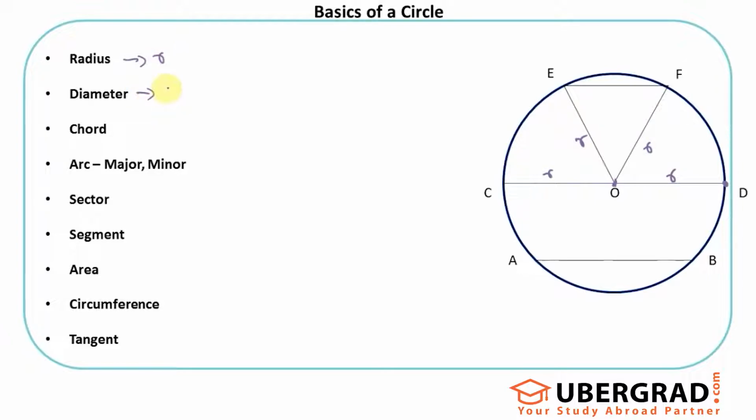Diameter is basically twice the radius, right? CD is the diameter, for example. A line that's joining 2 points on a circle and passing through the center is called the diameter.